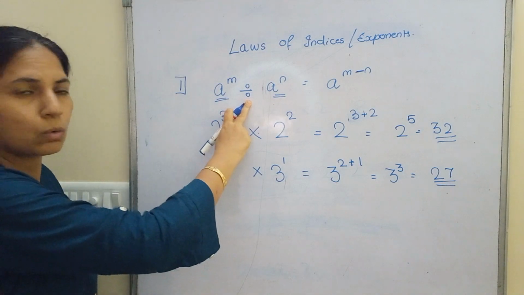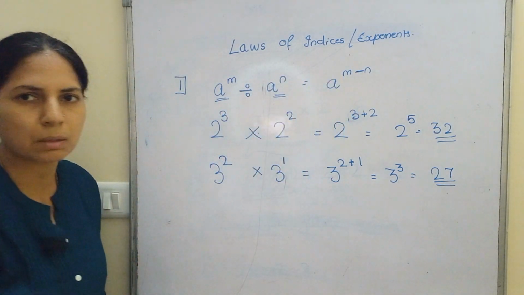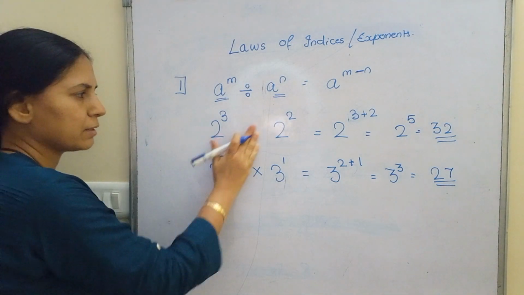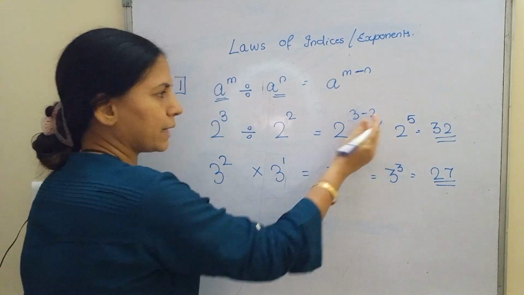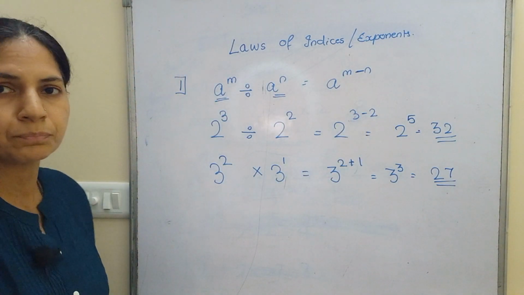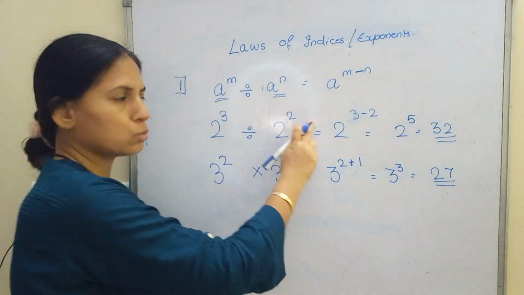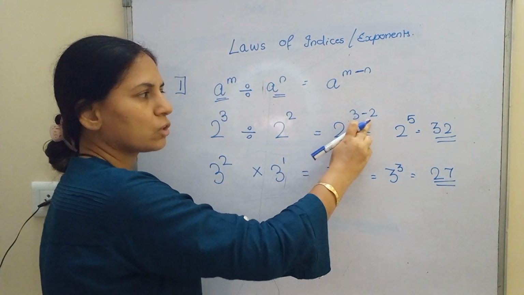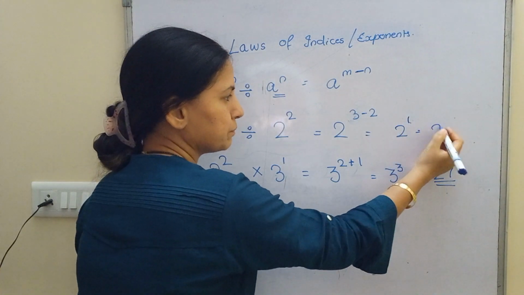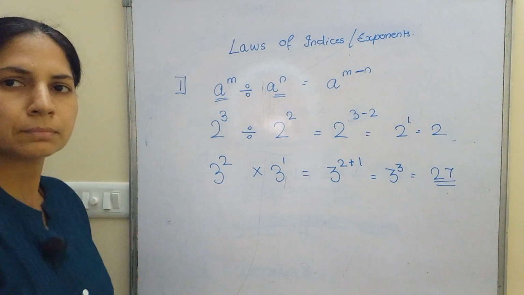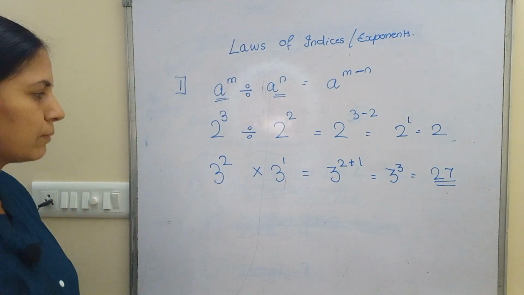यहाँ पे multiply होगा तो यहाँ add होगा, यहाँ पे divide है तो यहाँ पे minus हो जाएगा. The powers will get minus. For example, if this is division, here these will get subtracted. 3 minus 2 is what? 2 raised to 3 divided by 2 raised to 2 becomes 2 raised to 3 minus 2, which is 2 raised to 1. What is 2 raised to 1? 2. Anything raised to 1 is the number itself.